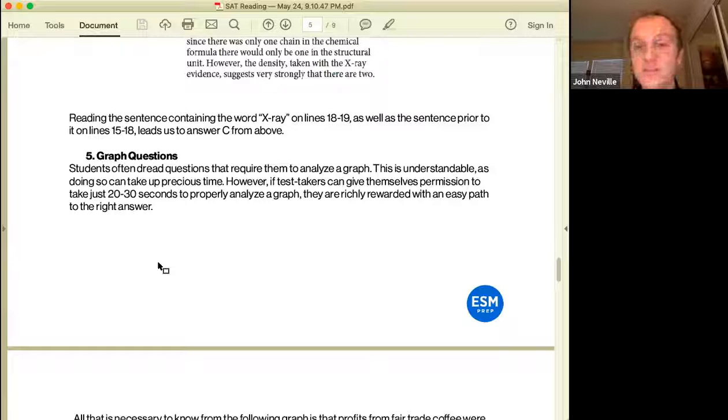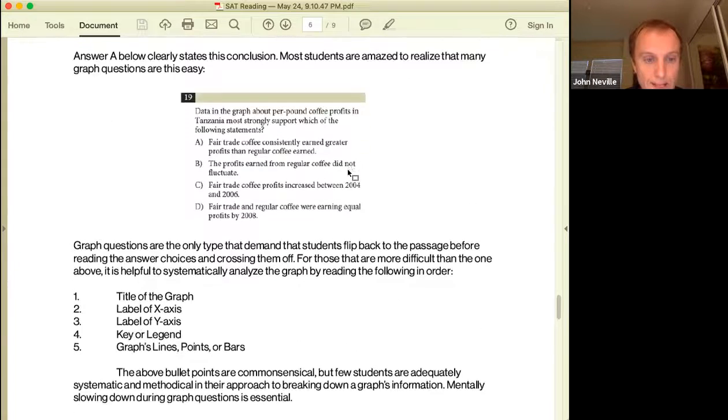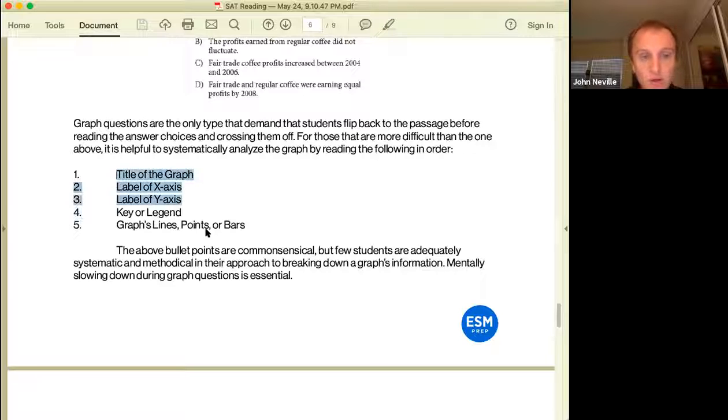Graph questions are always asked at the end of a passage, right? They're never one of the first few questions. They're always one of the last questions to be asked. And also, you want to be methodical about looking at a graph, okay?